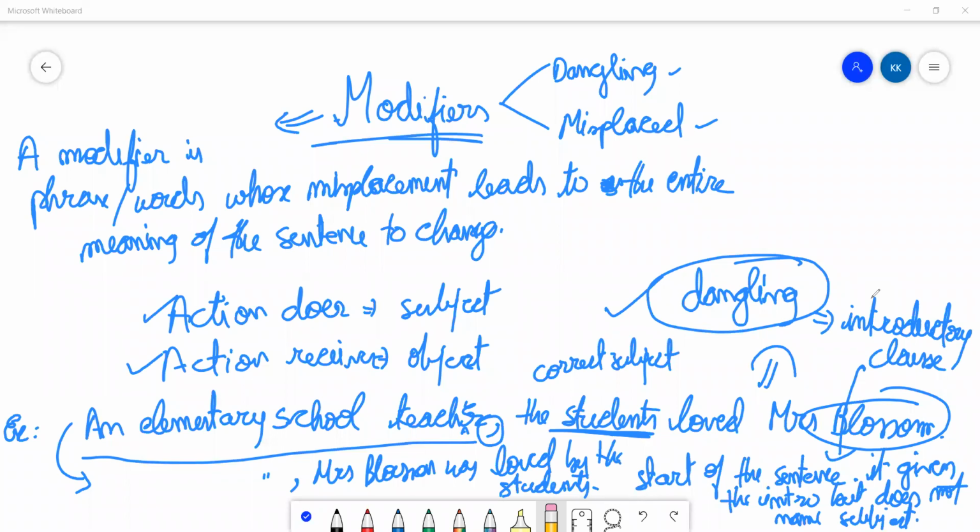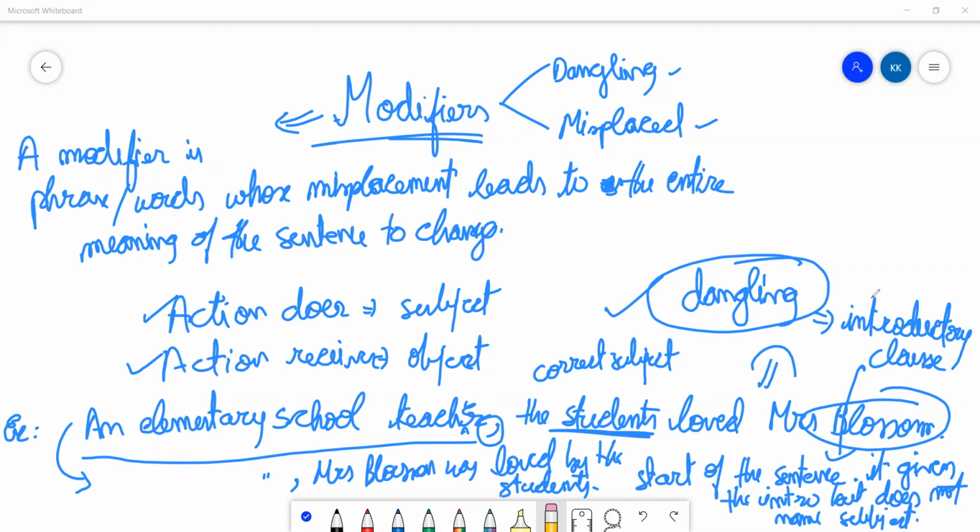So ma'am, this is the entire concept of a dangling modifier. How do you understand if it's a dangling modifier? The best way is to first of all see that there is an introductory clause. Because of the introductory clause, you have to have the correct subject after the comma, because you're introducing that subject. So you cannot have any other word apart from it.